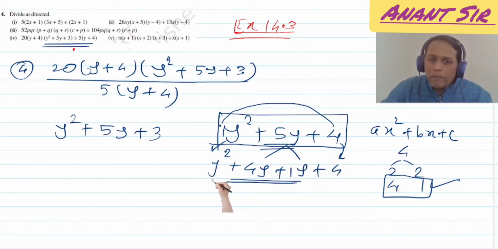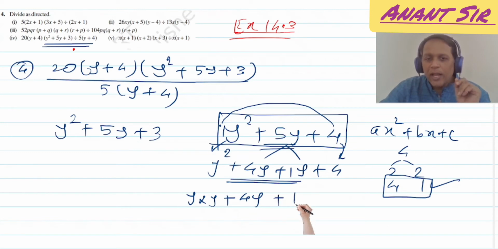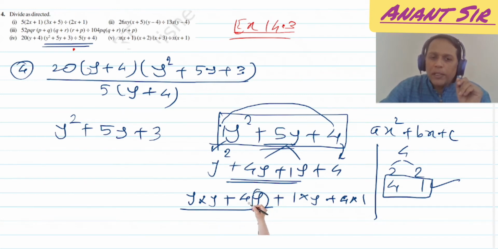Now what we do, in the first two terms, y square can be written as y into y, 4y can be written as 4 into y, plus the third term is 1 into y, and the last term, 4 ones are 4. So what can I take common in the first two terms? I can take y. So what remains is y plus 4.